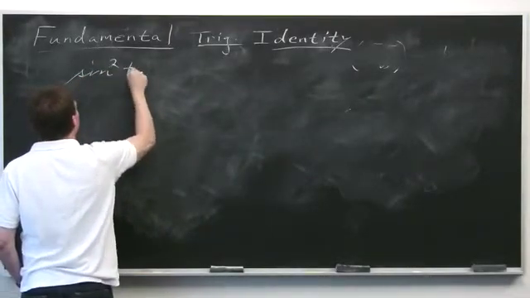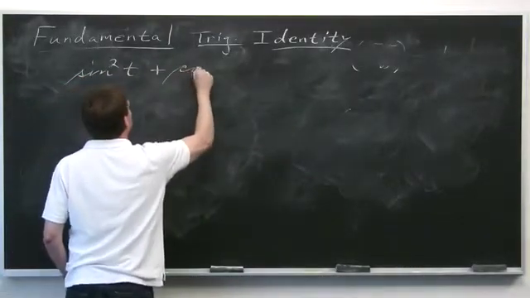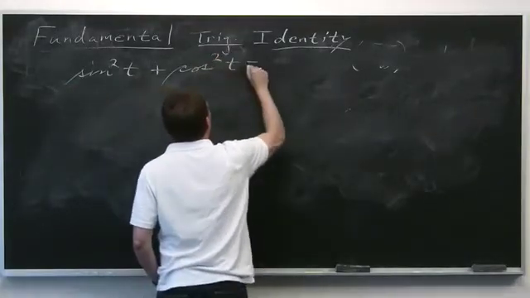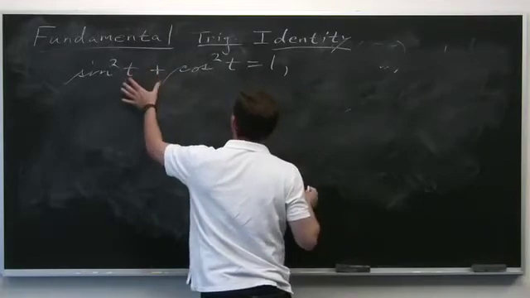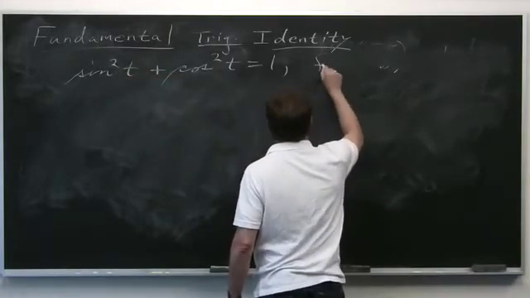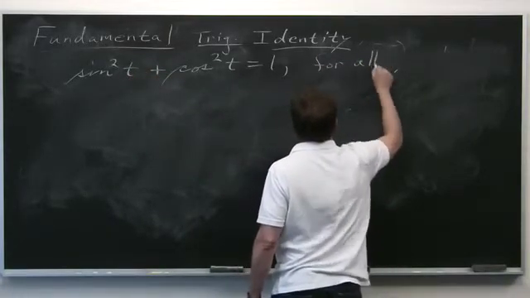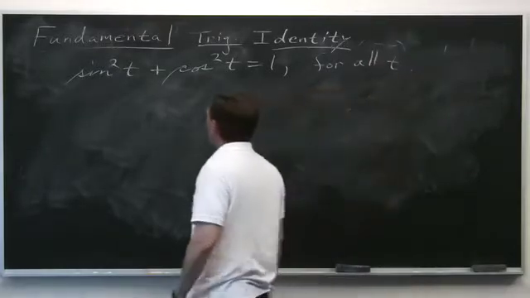That sine squared t plus cosine squared t equals 1. This identity means an equality of functions. It means this function equals this function. So what that means is for all t. This is the fundamental trig identity.